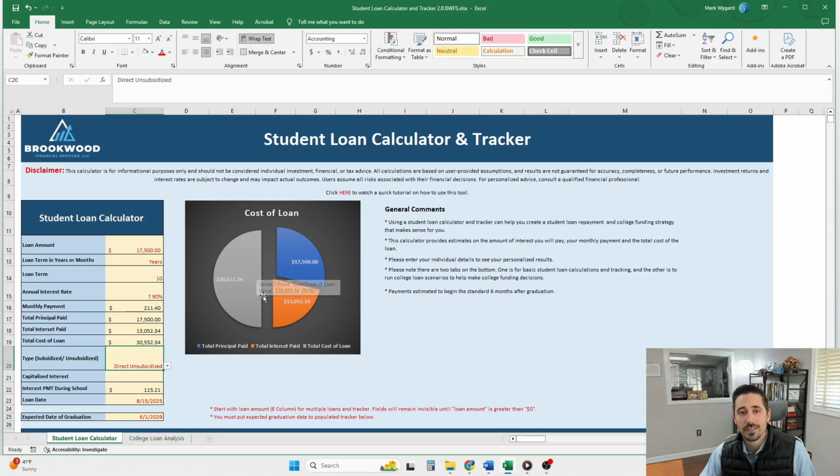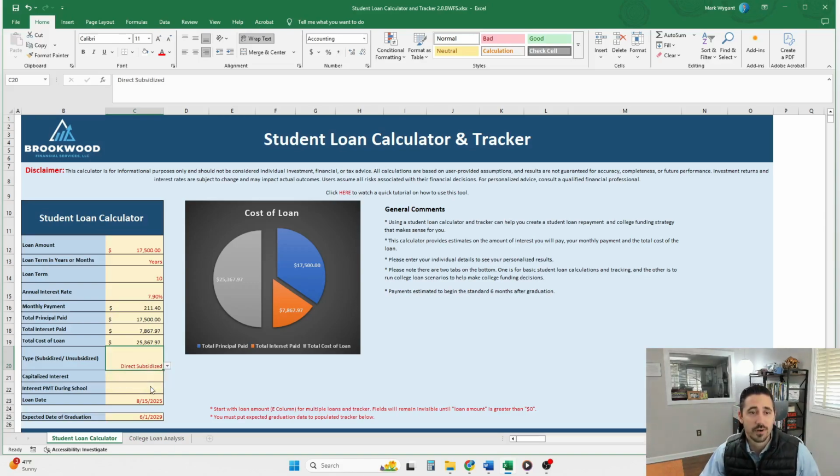Your total cost of this is going to be $30,552 versus the total cost of the subsidized was only $25,000 and some change. So you can see there's a material difference on whether or not you get a government subsidized loan or whether or not it's an unsubsidized loan and you're on the hook for the interest from day one. Okay.